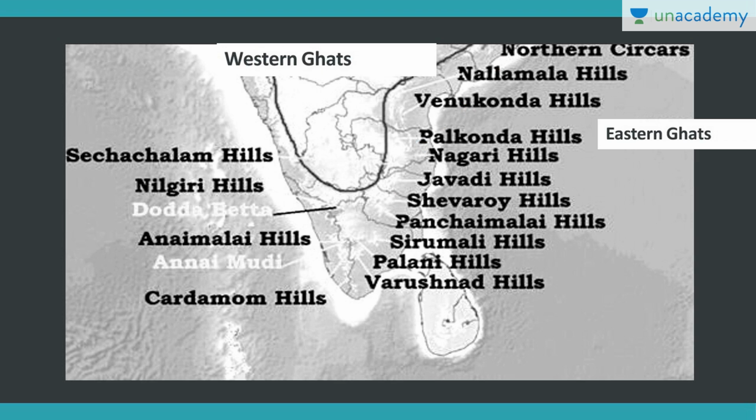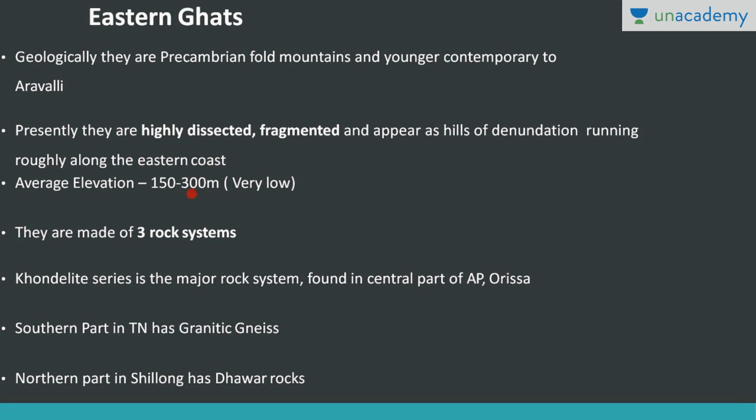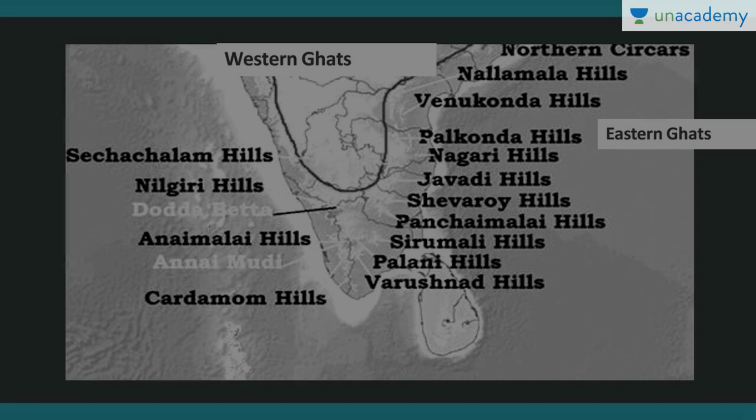So these are highly denuded and dissected. Average elevation is quite low if we compare it with Western Ghats. Here the average elevation is 150 to 300 meters. They are made of three rock systems. Charnockite series is the major rock system in the central part of Andhra Pradesh and Orissa. Then in the Tamil Nadu region we have the granitic gneiss. Then in the northern part, especially in the Shillong region, we have the Dharwad rock. So these are the three rock systems of which the Eastern Ghats are made up.